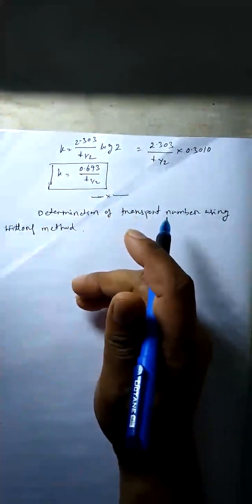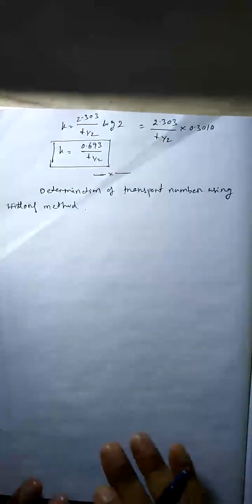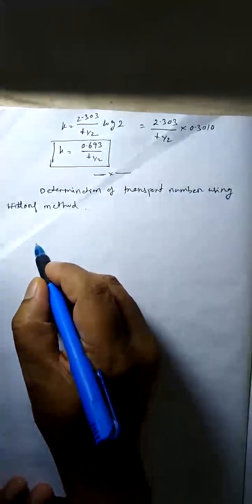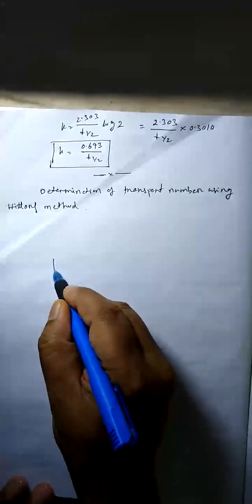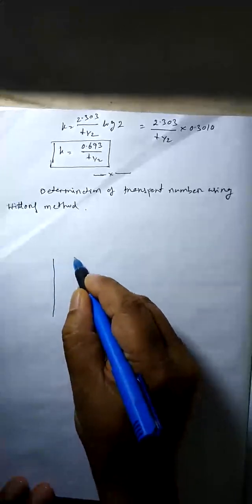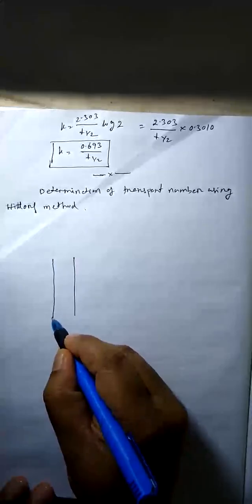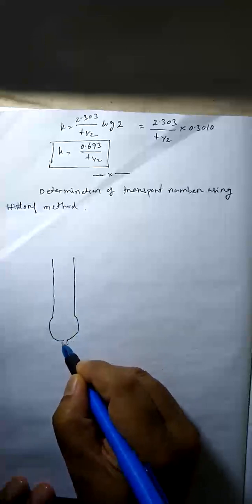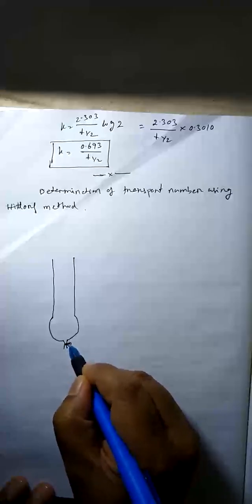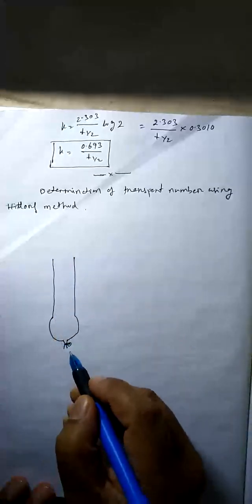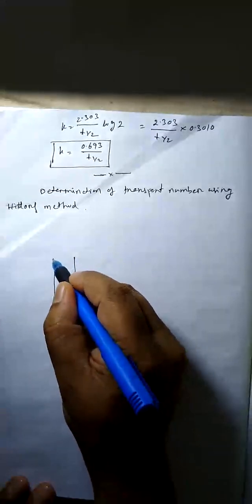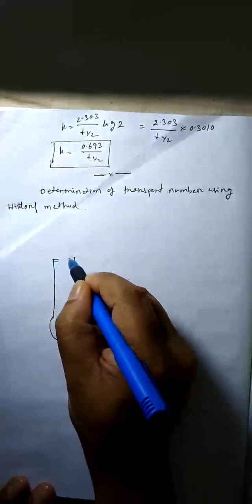We have to first draw a diagram of the entire apparatus. On the left-hand side is the cathode compartment. This is the cathode compartment and this is a glass tube, and it contains a stopcock at the bottom. This is the cathode part, and here we have to close it, leaving some gap.